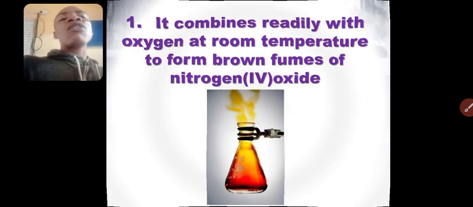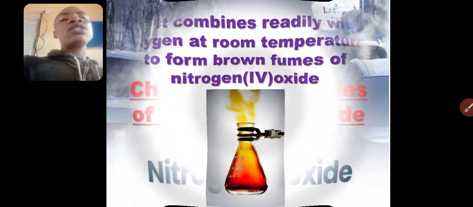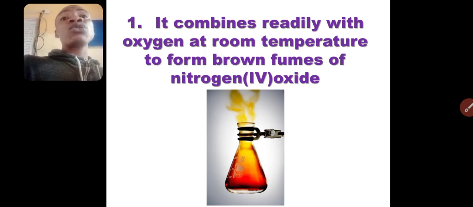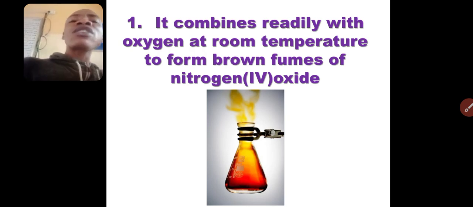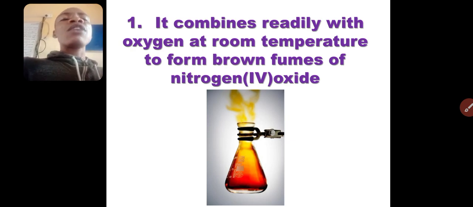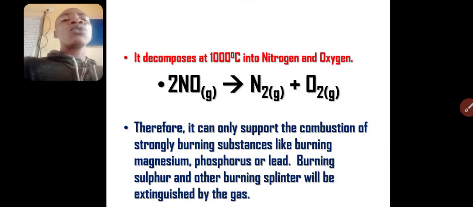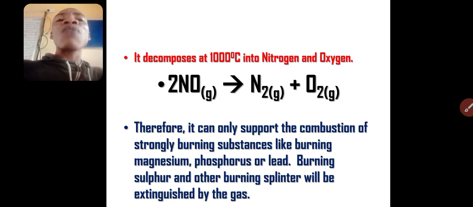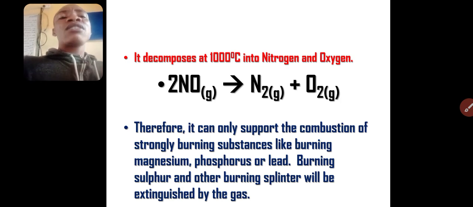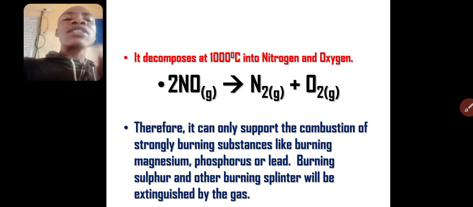What are the chemical properties of nitrogen 2 oxide? That's nitrogen 2 oxide, not nitrogen dioxide, nitrogen monoxide. It combines readily with oxygen at room temperature. We have said that to give us brown fumes of nitrogen 4 oxide. It quickly, rapidly, spontaneously reacts with oxygen to give us nitrogen 4 oxide. And it can decompose if you heat it to a temperature of 1000 degrees Celsius. It can decompose into nitrogen and oxygen gas.